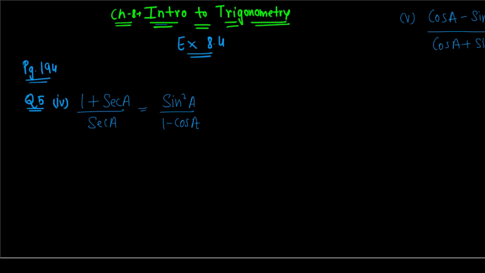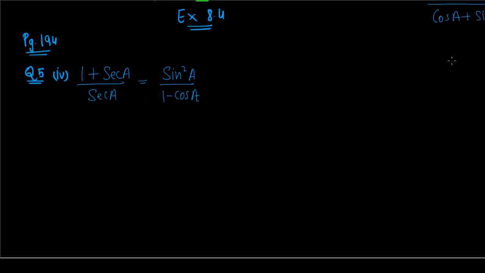It's question number 5, part 4, where we need to prove various identities. So the fourth part is like this: (1 plus sec a) by sec a is equal to sine square a by (1 minus cos a). Now how should we approach this question, right?